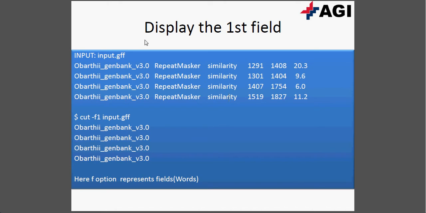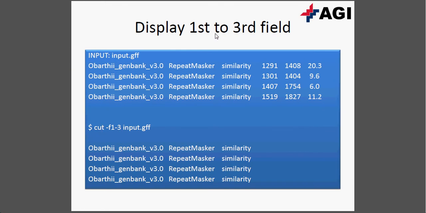In our first example case I have an input file which is a GFF file, and it is a tab delimited file with different fields. I would like to display the first field using the cut command. For that I use the option -f, which represents the fields. Here f1 represents the first field, and you can see in the output it has given me the first field.